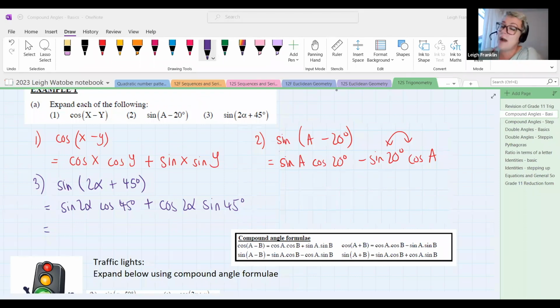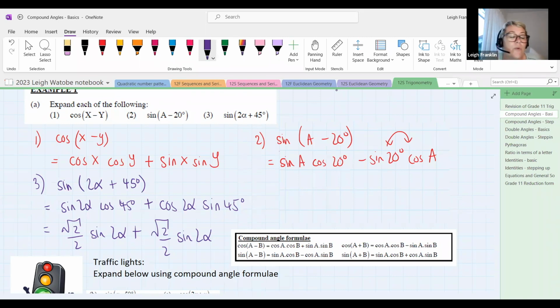All right, quite right. So we would write cos 45 as root 2 over 2 sine 2a plus, and then the sine of 45 is the same, so that would also be root 2 over 2 cos 2a. And that's all we would be able to do with it.